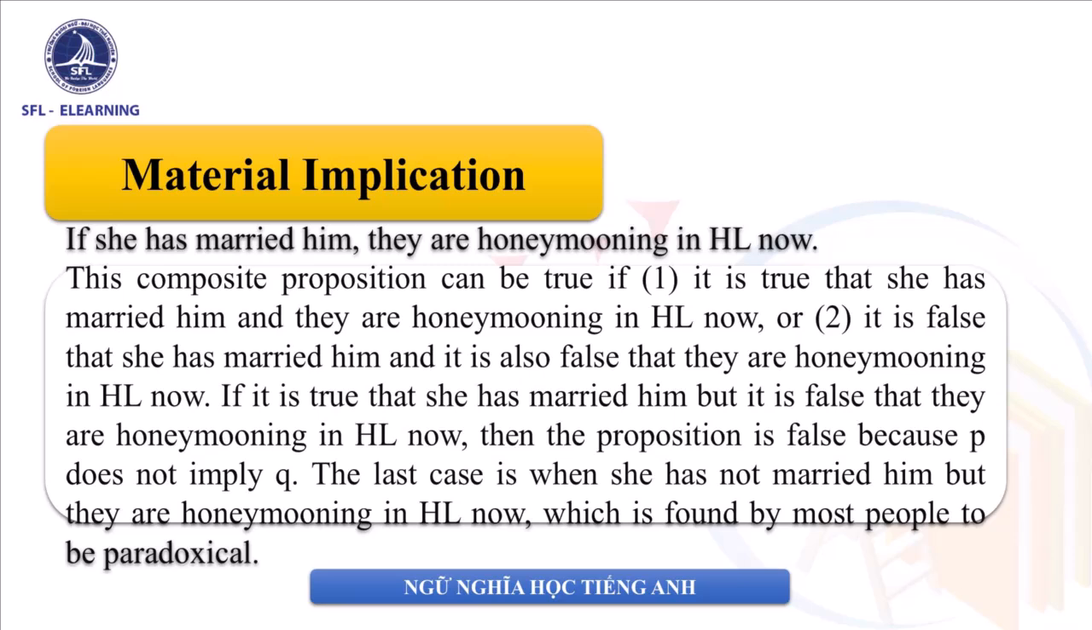Or 2. It is false that she has married him and it is also false that they are honeymooning in HL now. If it is true that she has married him but it is false that they are honeymooning in HL now, then the proposition is false because P does not imply Q. The last case is when she has not married him but they are honeymooning in HL now, which is found by most people to be paradoxical.